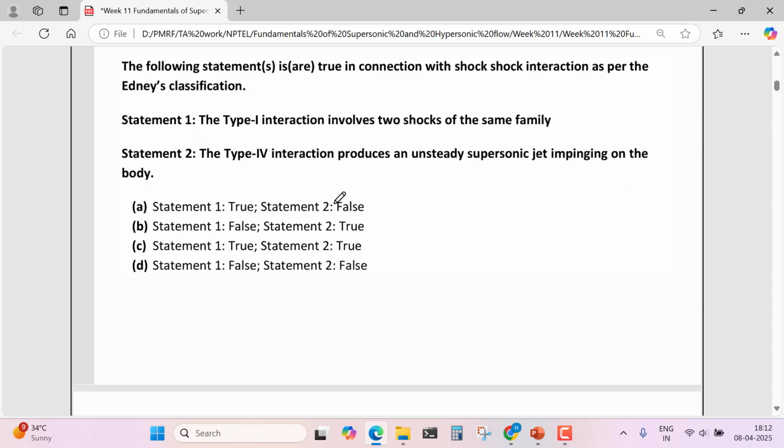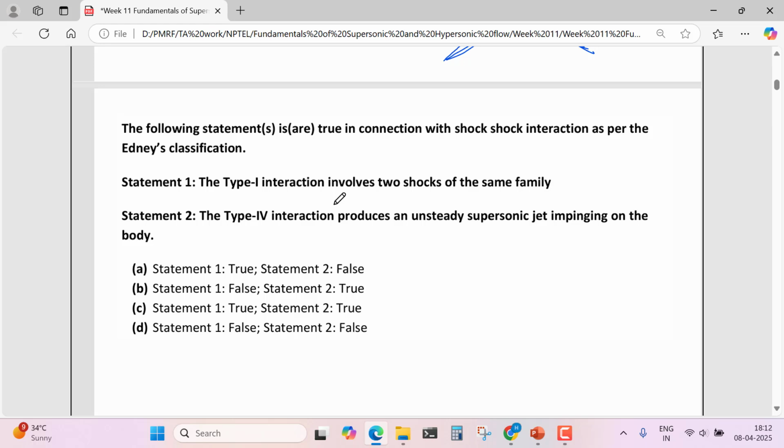Now we see the next problem. The following statement or statements is or are true in connection with shock interaction as per Edney's classification. Statement 1: the type 1 interaction involves two shock waves of the same family. Statement 2: type 4 interaction produces an unsteady supersonic jet impinging on the body. Option A, statement 1 true, statement 2 false. B, statement 1 false, statement 2 true. C, both true. D, both false.